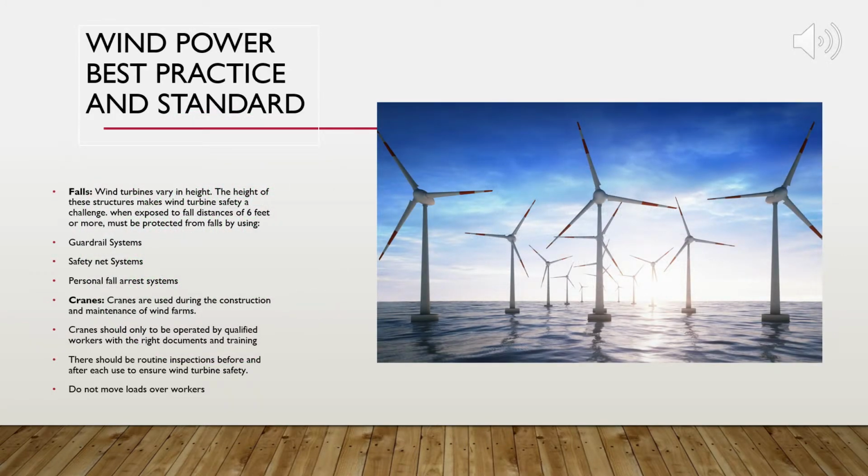Fourth, wind turbines vary in height. The height of these structures makes wind turbine safety a challenge. When exposed to a fall distance of 6 feet or more, workers must be protected from falls by using a guardrail system, safety net system, personal fall arrest system, or cranes.